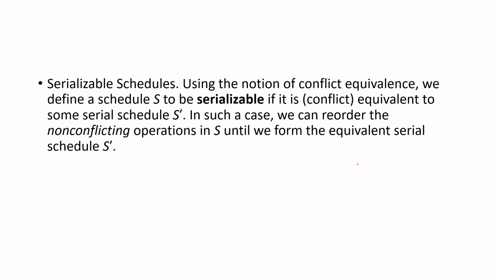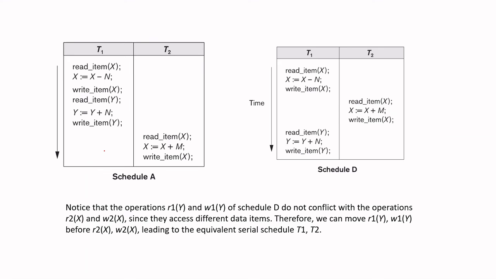Now we come to what is known as serializable schedules. Using the notion of conflict equivalence, we define a schedule to be serializable if it is conflict equivalent to a serial schedule. In such a case, we can reorder the non-conflicting operations until we form an equivalent serial schedule. For example, schedule A is a serial schedule, because all operations of the first transaction T1 are executed, and when it commits, transaction T2 is executed.